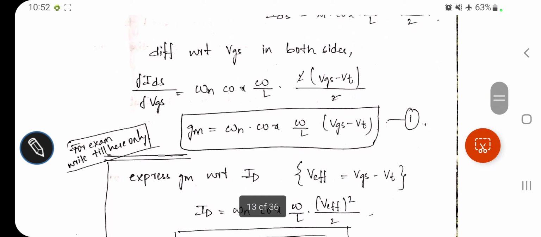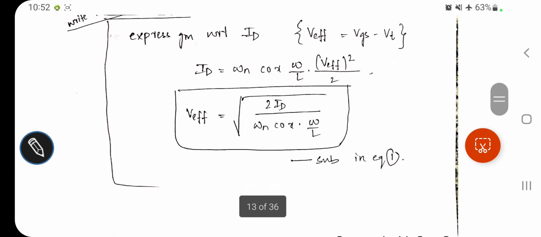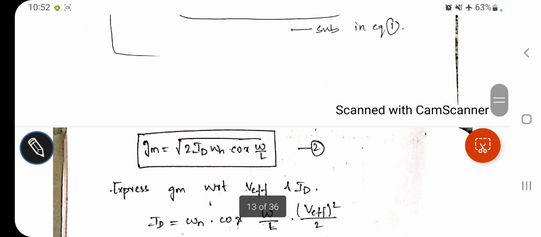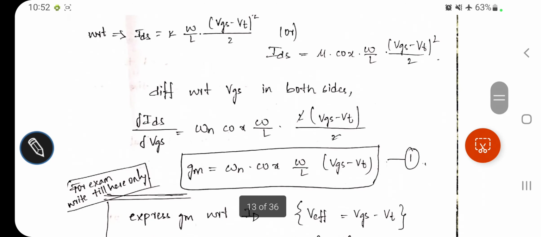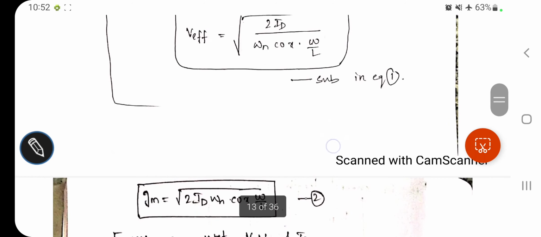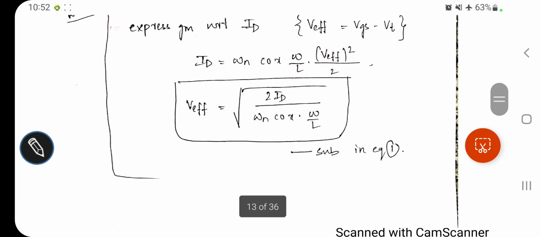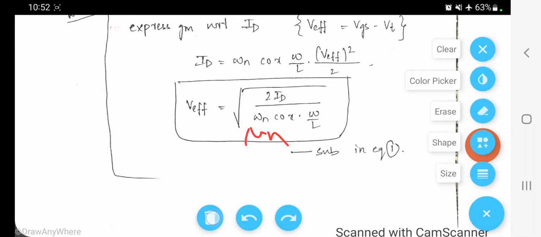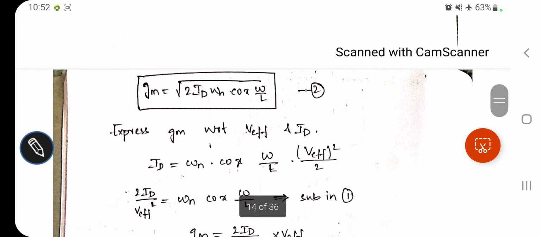It is not W or omega n, it is mu n. So finally, everywhere it is basically the mobility of electrons, mu n. In terms of effective voltage, we got the root of 2ID by mu n into COX into W by L. So we get the transconductance GM.